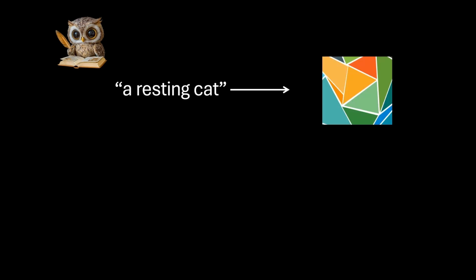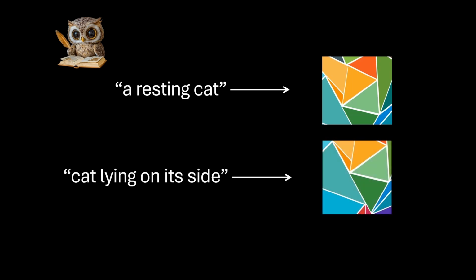Let's see what happens when we start with the phrase, "a resting cat." Even if he hasn't seen this exact phrase before, Cliff has studied hundreds of millions of image caption pairs, so he knows what cats look like, and he also knows that resting can be used to describe something lying in a relaxed position. He generates an embedding for "a resting cat" that is very similar to the one for a cat lying on its side.